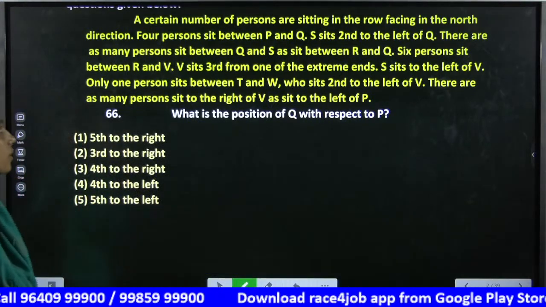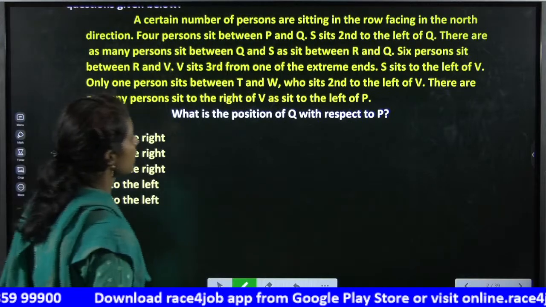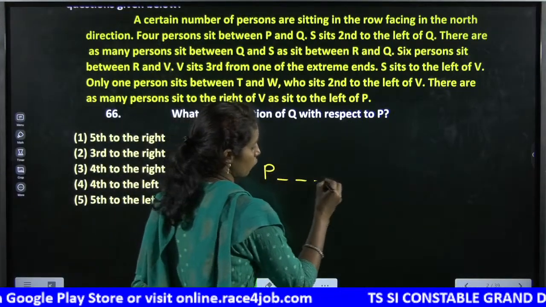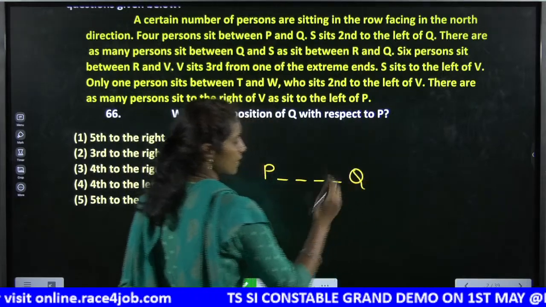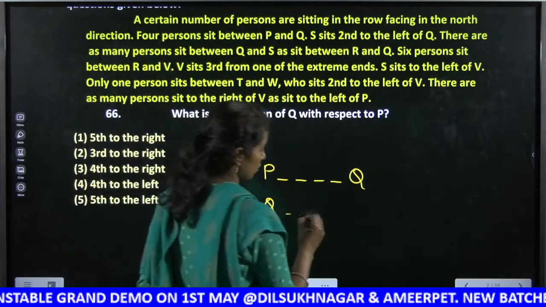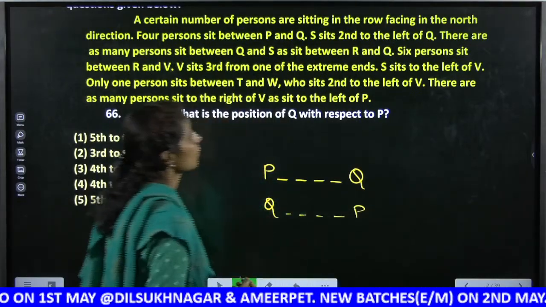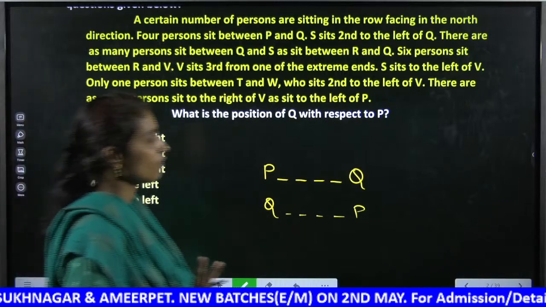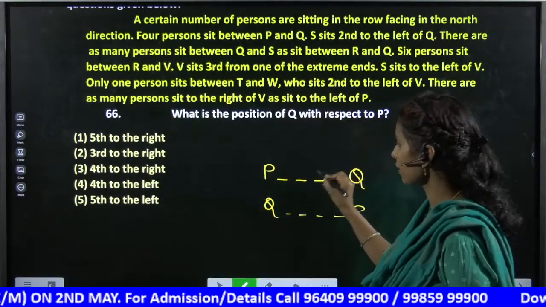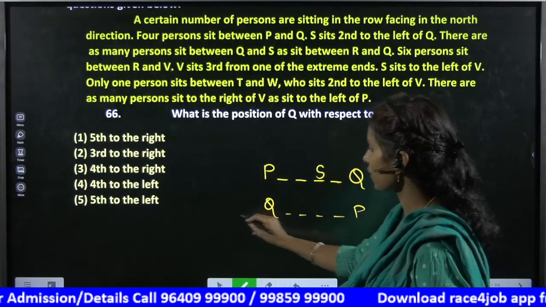Try to solve the question. 4 persons sit between P and Q. In between P and Q, we have 4 persons. You can interchange them, with Q on one side and P on the other. S sits second to the left of Q. Q is already here. Q first left, second left.